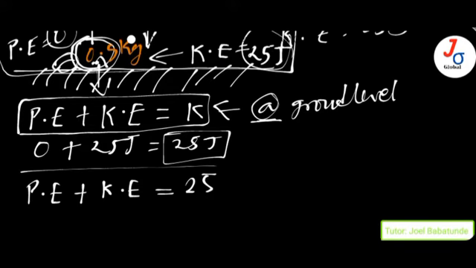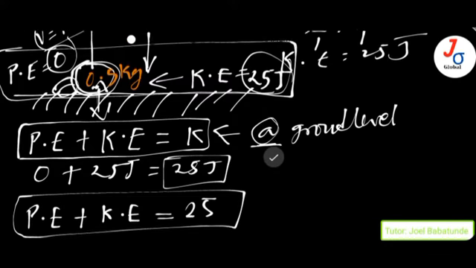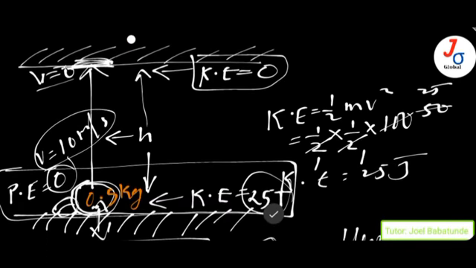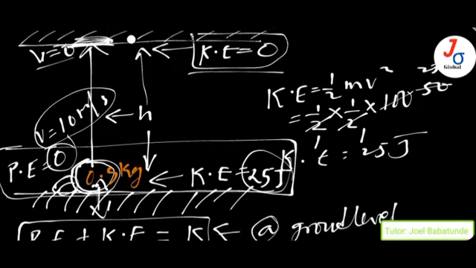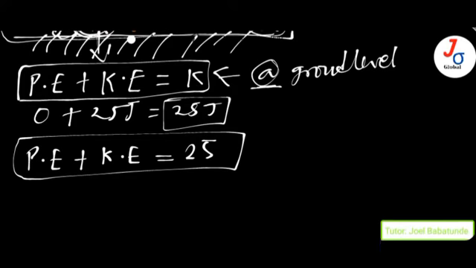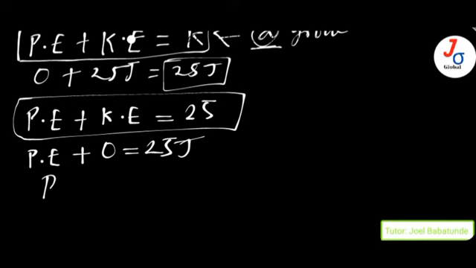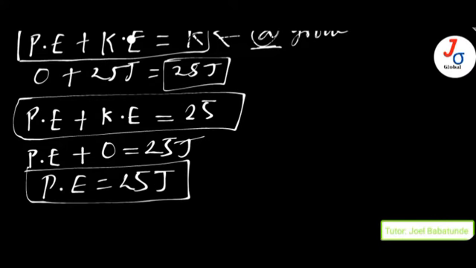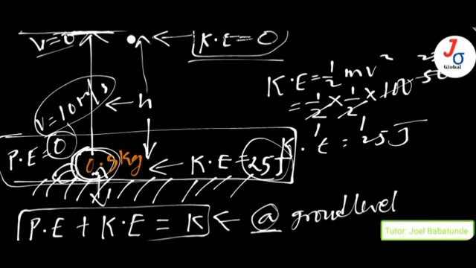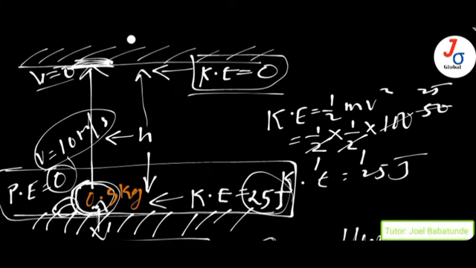That is the law, right? Since at the bottom is also 25 joules, then at the top too it has to be 25 joules. Here kinetic energy is already 0. So we're looking for potential energy. Then potential energy plus 0 equals 25 joules. So that means potential energy is equal to 25 joules at the top.